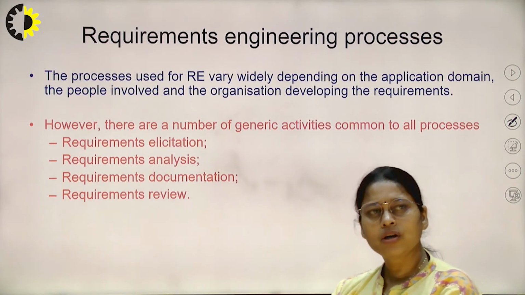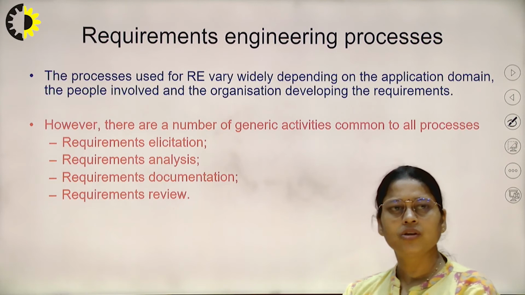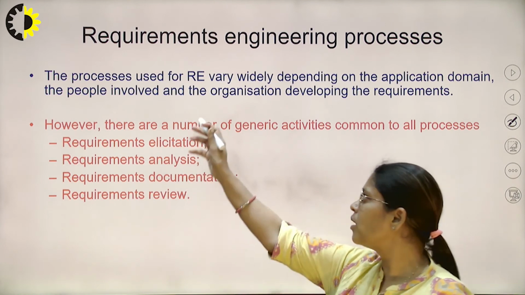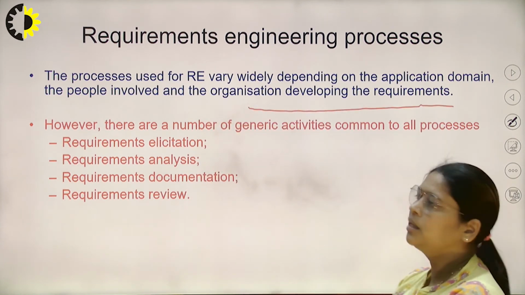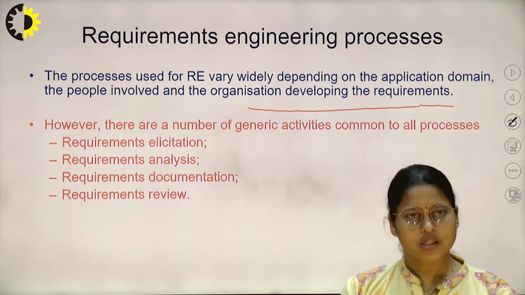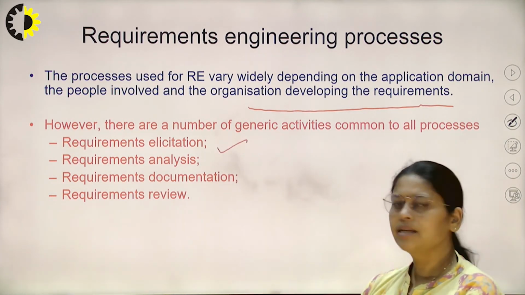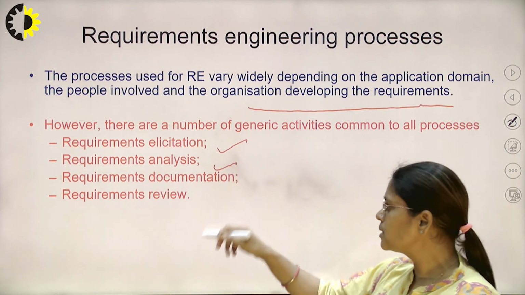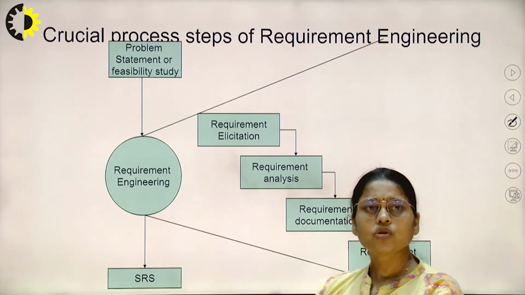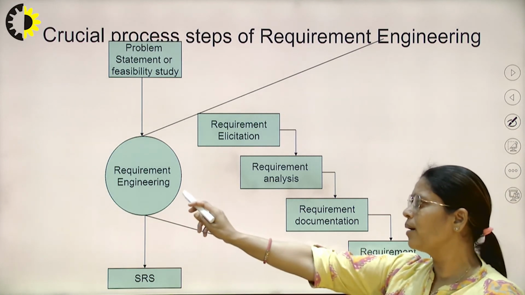Now, what is the requirement engineering process? The process used for requirement engineering varies widely depending on the application domain and the people involved in the organization developing the requirements. There are a number of generic activities followed in this complete RE process: requirement elicitation, requirement analysis, requirement documentation, and requirement review. So, this is a complete view of the requirement engineering process.